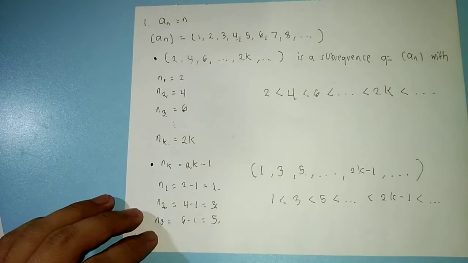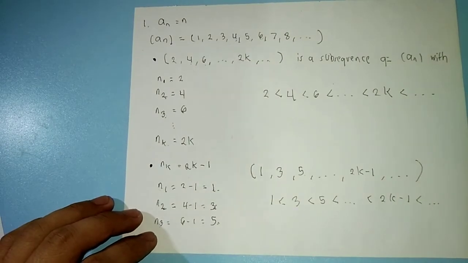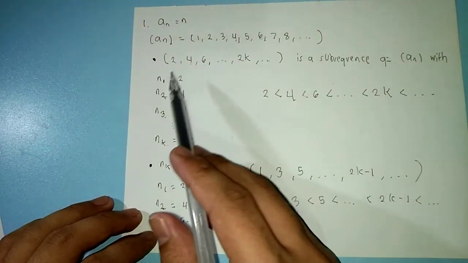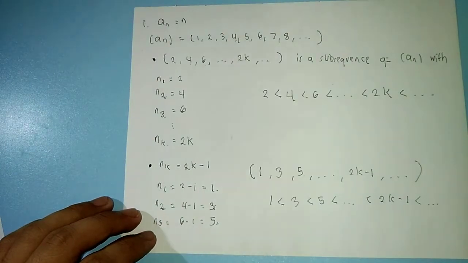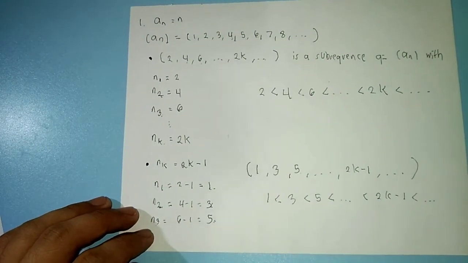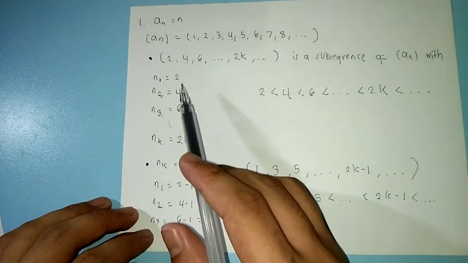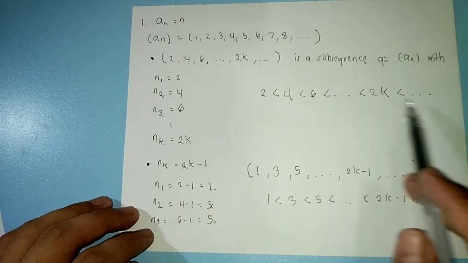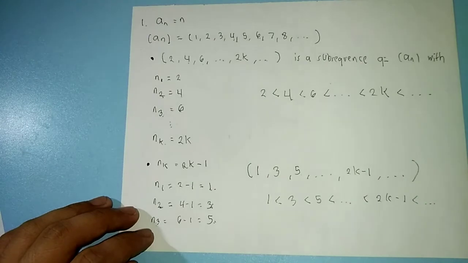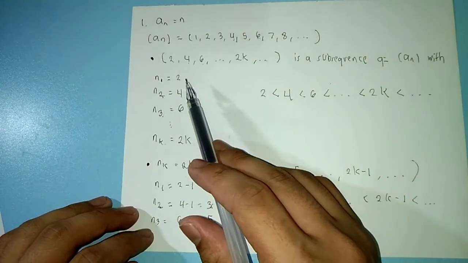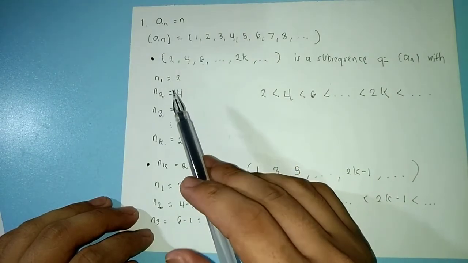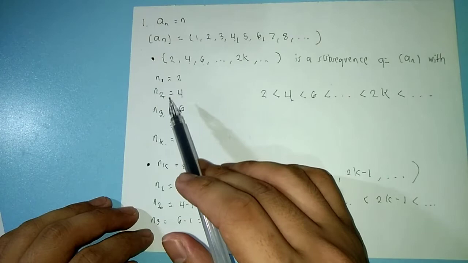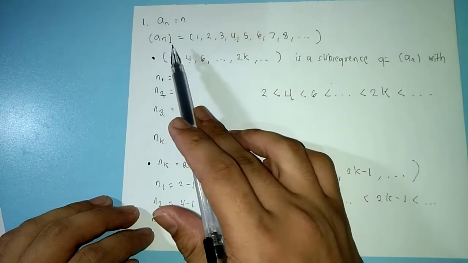Unang-una, ang n sub k ay natural number. Yun nga yung sinasabi ng definition. Dapat palaging natural number to. Okay? Pangalawa, dapat yung n sub k natin strictly increasing sequence. Yun nga yung sinasabi din ng ating definition. At isa sa pinakamahalaga na dapat nyong mapansin dito, yung n sub k natin, siya yung position, okay? Siya yung position ng a sub n.